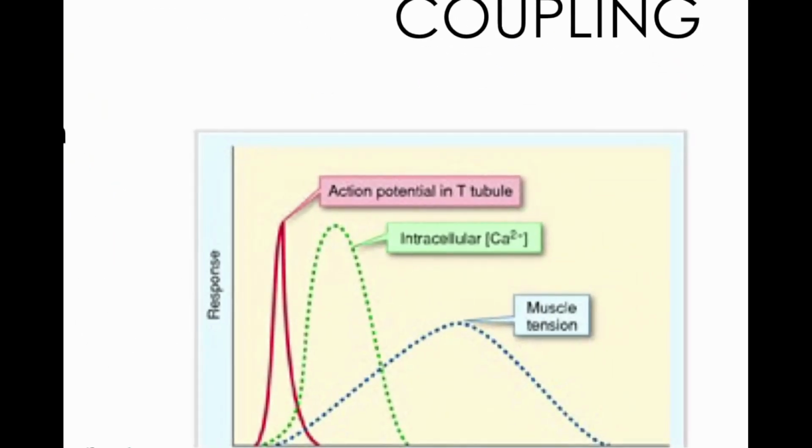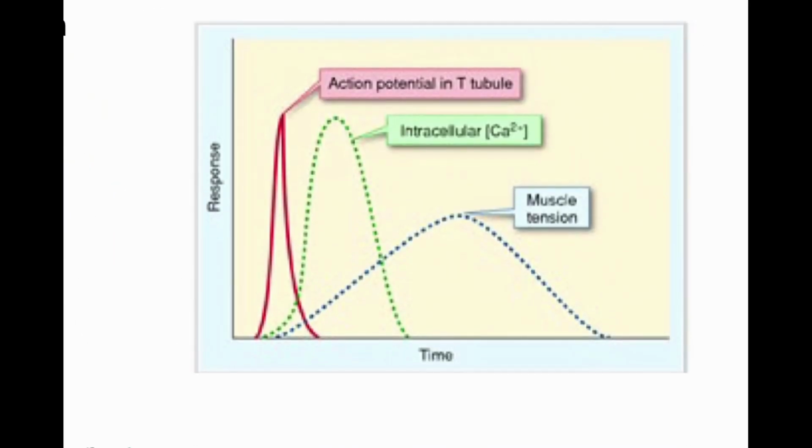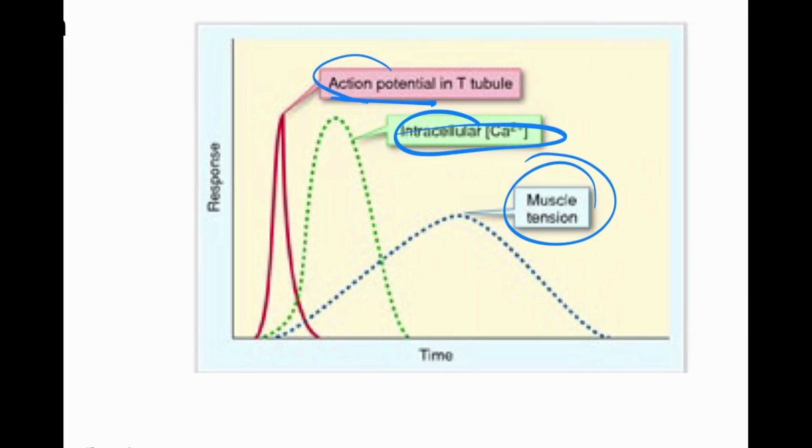So let's look at the graph here. The first thing that happens, action potential in the T-tubule, don't worry about the T-tubule right now, just know that the action potential occurs. That has to happen first. This is the depolarization, right? This is the excitation, the action potential occurring. Once the action potential occurs, then we get an increase in calcium inside the cell. Then we get the muscle tension occurring. So you have to have the excitation first, then the contraction can occur.